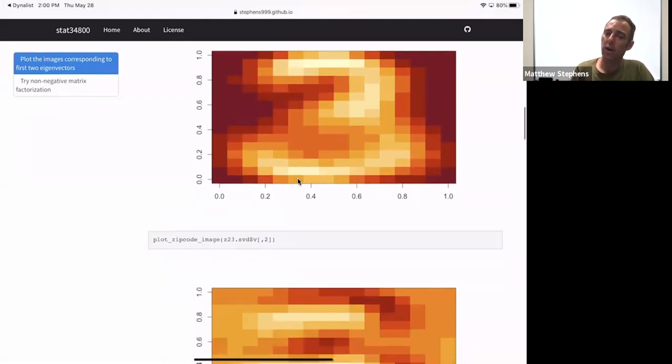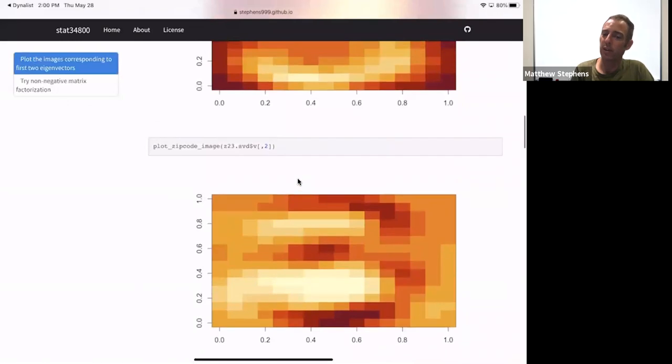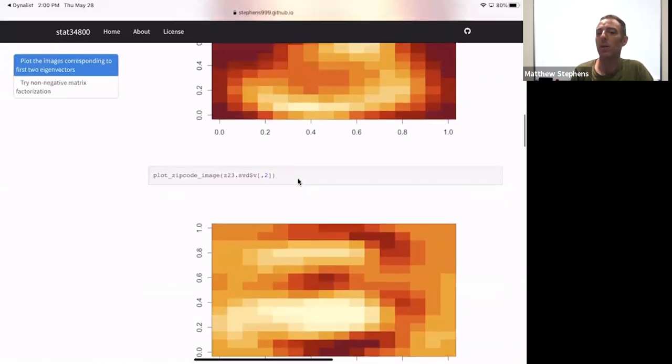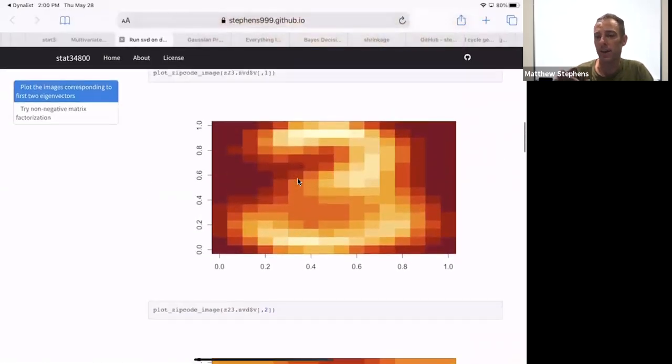I haven't played with the colors as much as I could to make this as clean as possible. But what you actually expect these eigen images to look like is roughly, you expect the first one to be kind of an average of all the images. So that's an average of all the 2s and the 3s. So it looks a bit messy as an average of those.